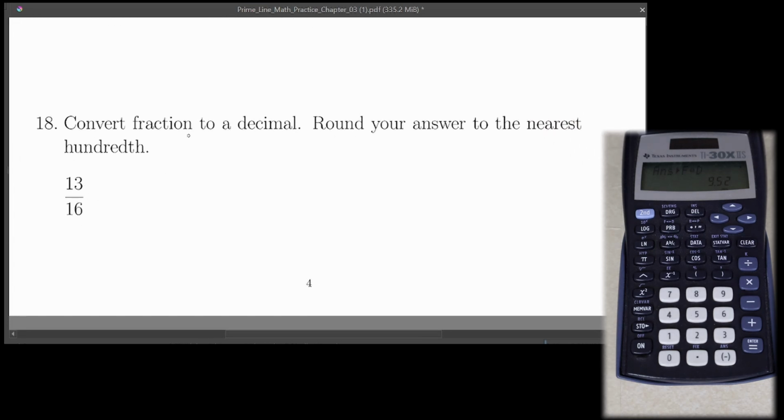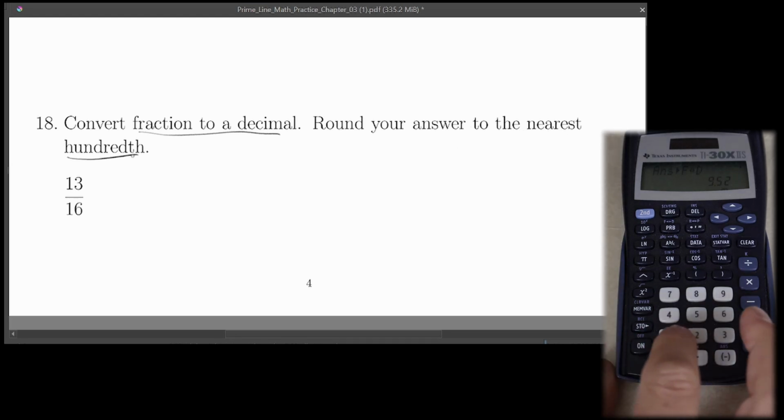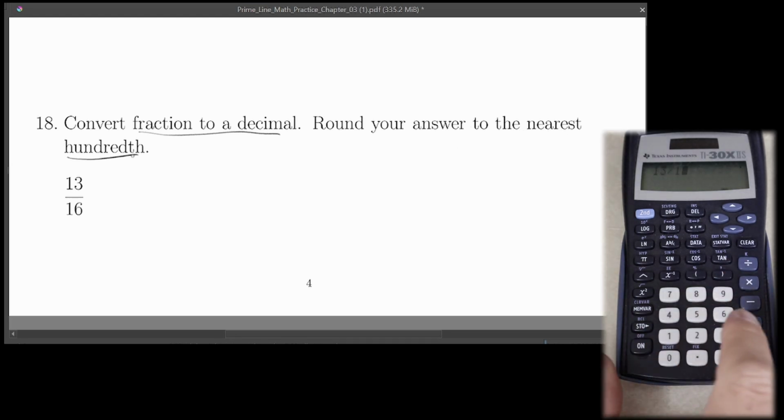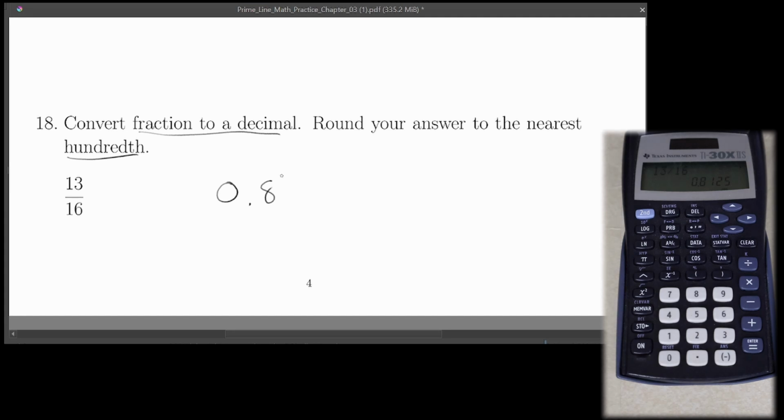Now we're going to convert a fraction to a decimal, rounded to the nearest hundredth. So if we take 13 divided by 16, we get 0.8125. We want it to the nearest hundredth, so this is the decimal place we're looking at. This tells us that we're rounding down, so 0.81, and we drop it there.